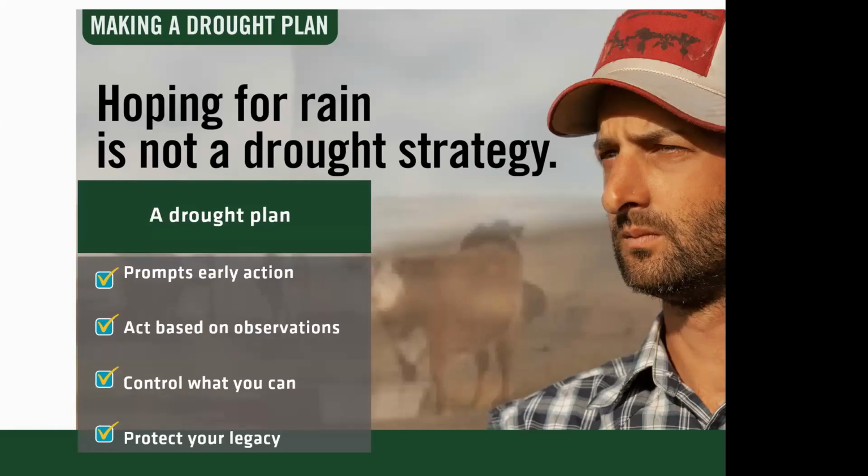And a drought plan can help with this because it can prompt one to take early action. It can prompt you to act based on your observations rather than what you hope might happen in the future. And so in that way, I think it can help you control what you can actually control. Again, we're not trying to control the drought. We can't really do that, but we can control how operations might experience drought. And finally, it can help you protect your legacy by prioritizing what is really important to you in your operation, and prioritizing actions that really contribute to that long term.